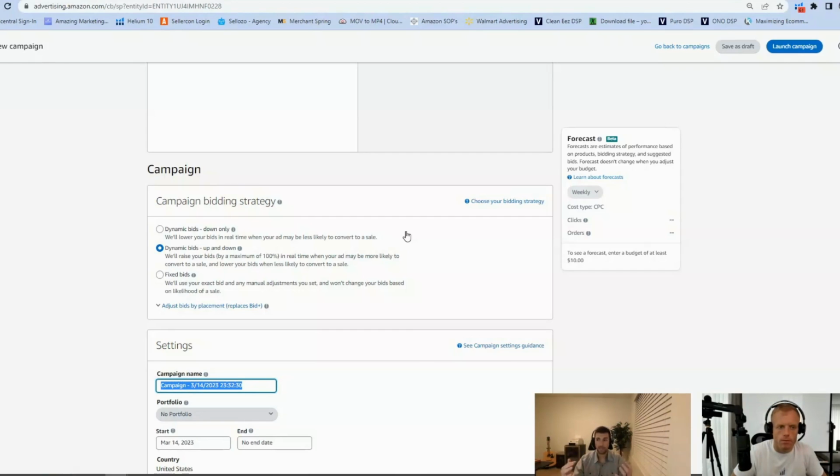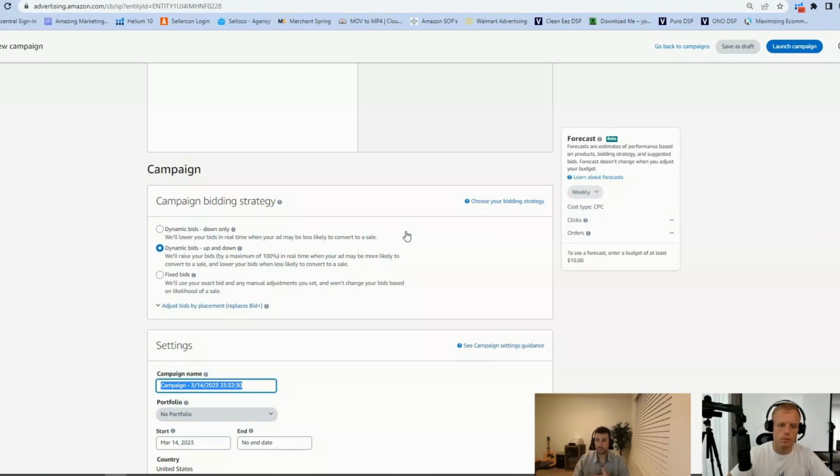So that's where dynamic bids down only works: if Amazon is going to change something, they're only allowed to move it down if they feel that it's less likely to convert to a sale. And with dynamic bids up and down, they can lower it in real time or raise it in real time by up to 100% either way. You're going to get more impressions and more clicks with up and down. You're also going to get a much higher cost per click, but that's okay if you're already pretty well honed in on a lot of your search terms in your SEO.